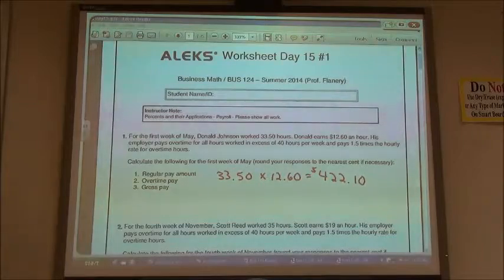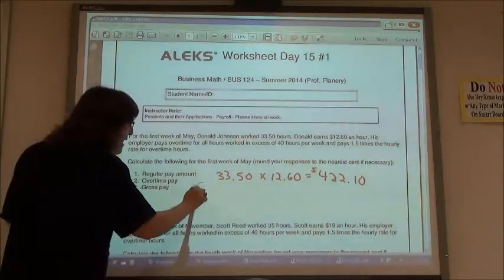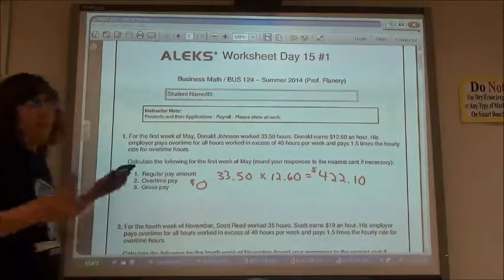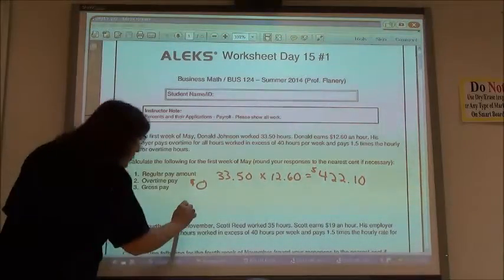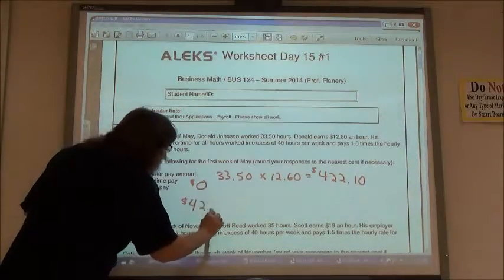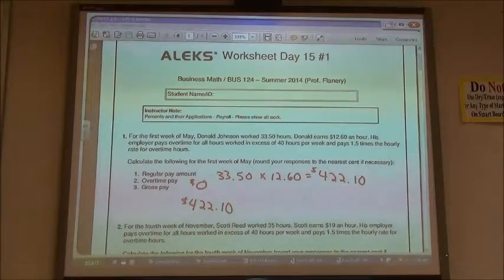$422.10. This person didn't work any overtime, so their overtime pay is going to be 0 because we have no hours of overtime. So my gross pay, I'm just taking $422.10 plus 0, I'm going to get paid $422.10. Or at least Donald's going to get paid $422.10.